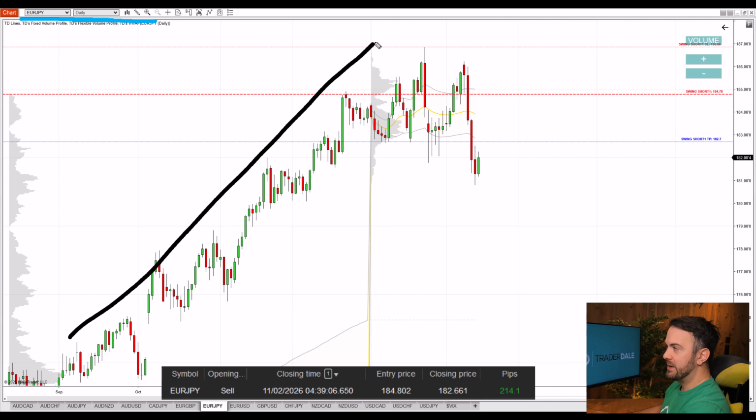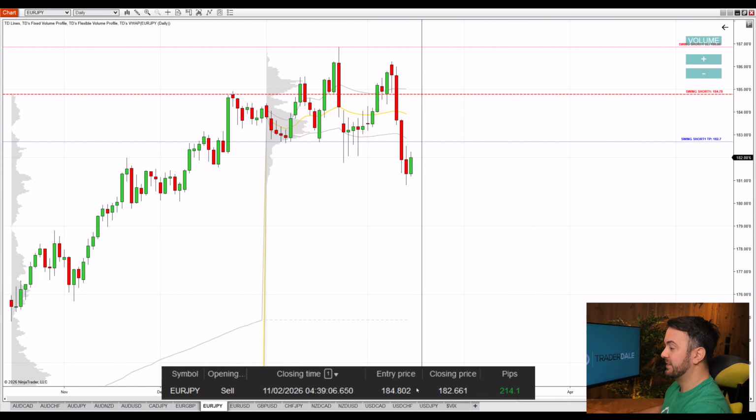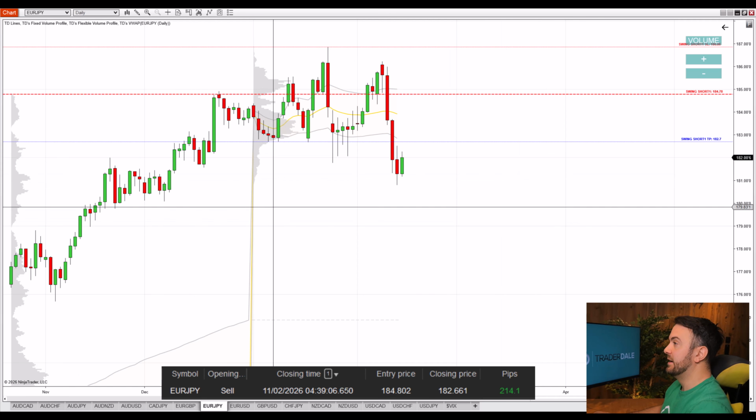On the Euro Japanese yen, there was a rather strong uptrend here. But after this formed, it looked like this uptrend could be over. There were a couple of signals that the uptrend could be ending.